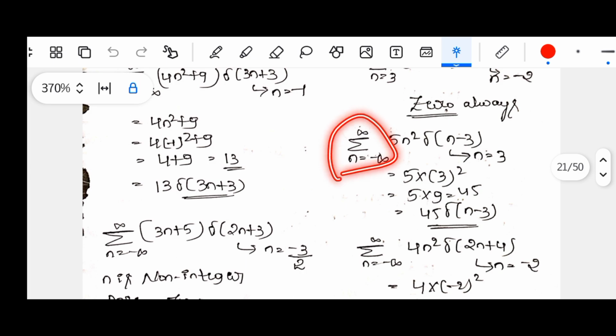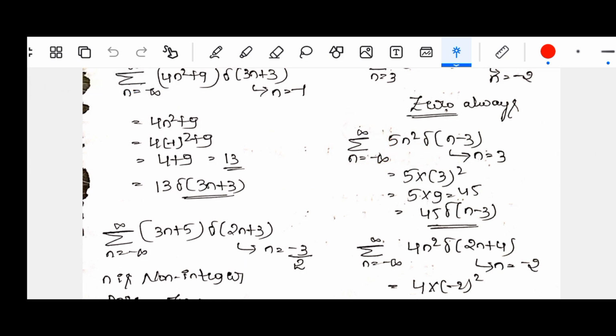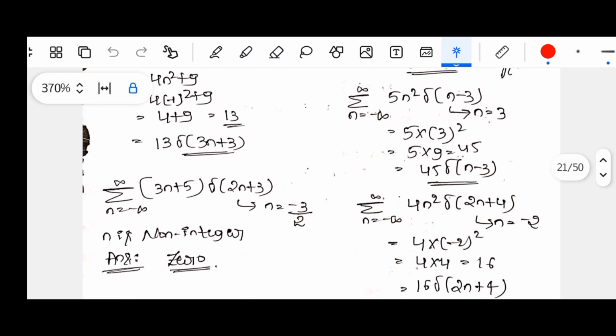Summation of n is equal to minus infinity to plus infinity, 5n square into delta of n minus 3, where the location will be n is equal to plus 3. So substitute that 3 at the n value, we will get 5 into 9. So 5 into 9 will be 45. 45 into delta of n minus 3.